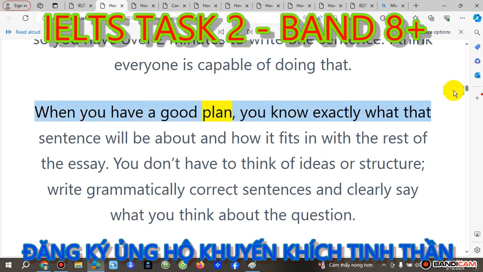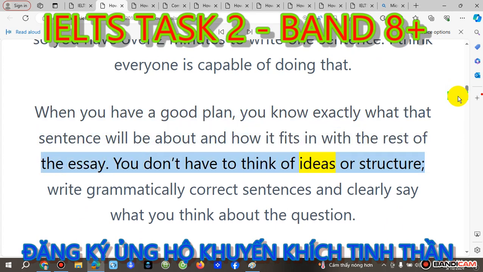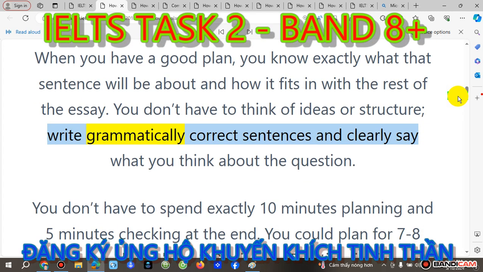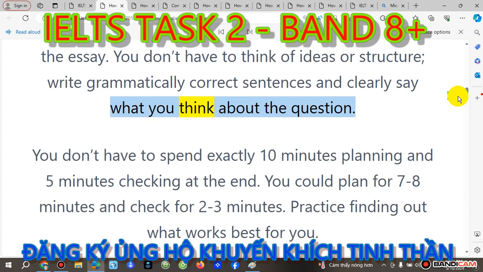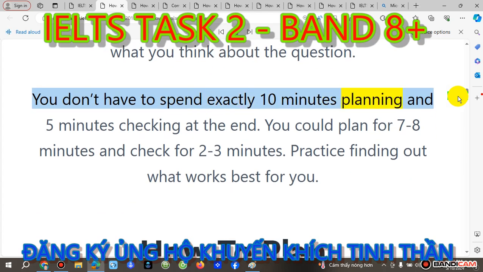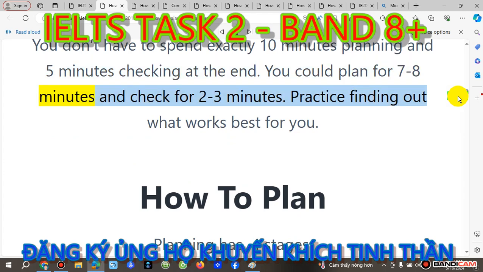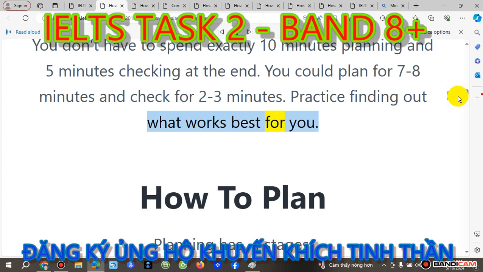When you have a good plan, you know exactly what that sentence will be about and how it fits in with the rest of the essay. You don't have to think of ideas or structure, write grammatically correct sentences and clearly say what you think about the question. You don't have to spend exactly 10 minutes planning and 5 minutes checking at the end. You could plan for 7 to 8 minutes and check for 2 to 3 minutes. Practice finding out what works best for you.